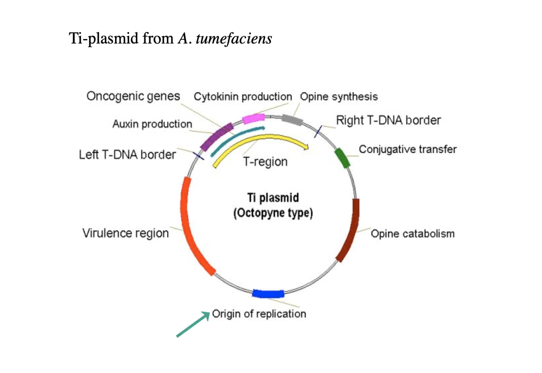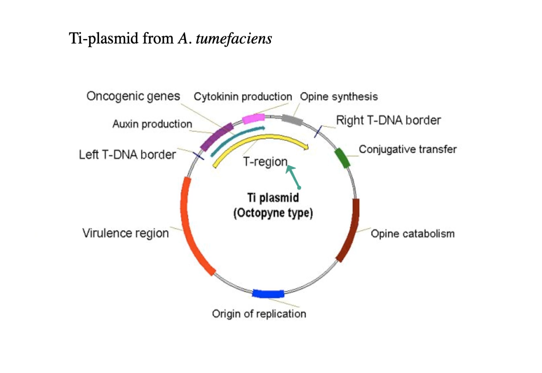You can see it has an origin of replication, so it can replicate in the bacterium. It also has a conjugative transfer set of genes which allows it to move from one bacterial cell to another. And then it has a virulence region over here, which once it contacts a plant, it senses that, turns on the genes of the virulence region, and those genes then set up a system so that a copy of the T region is transferred into the plant cell.